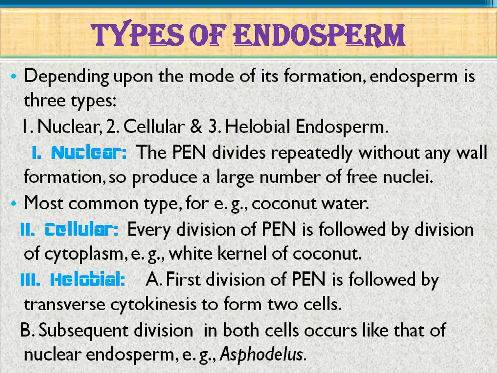Second one is cellular. Every division of primary endosperm nucleus is followed by division of cytoplasm. Example: white kernel of coconut. Third one is helobial. First division of primary endosperm nucleus is followed by transverse cytokinesis to form two cells. Subsequent division in both cells occurs like that of nuclear endosperm. Example: Asphodelus.